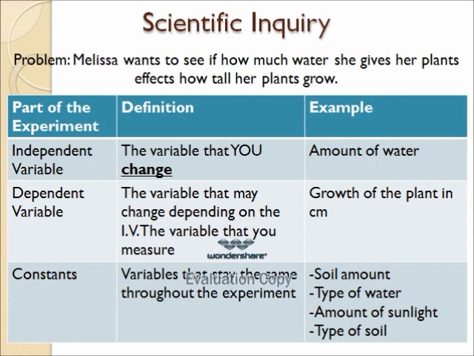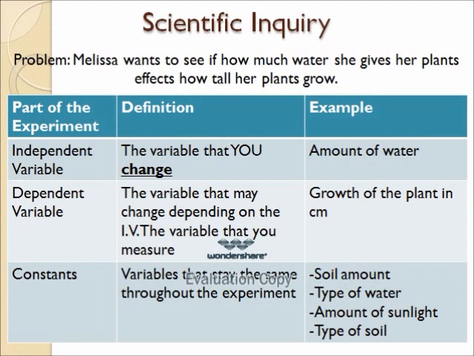If we don't keep some of the things listed here, like the amount of soil, the type of soil, the sunlight, if we change those as well, then we can't determine whether the growth is affected by just the water or if it's the water and whatever else is changing along with it. So constants are important. They're the things that you're going to keep the same. You don't want them to interfere with your results.